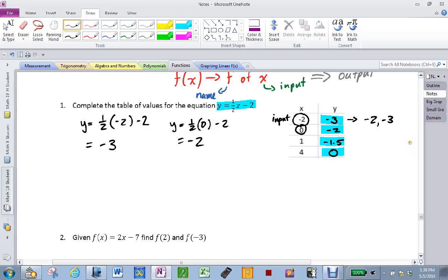Okay. Now, y equals 1/2 x minus 2 has a spot for an input and a spot for an output. In grade 10, this transforms to this. F of x equals 1/2 x minus 2. Now look closely. These are the same, are they not?